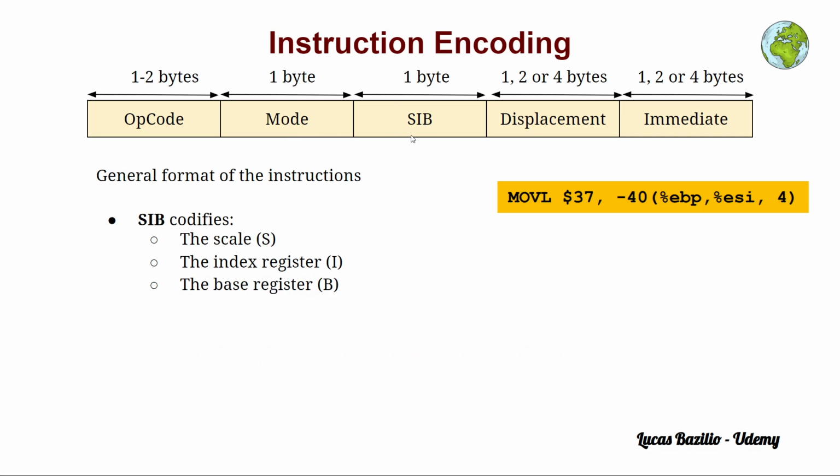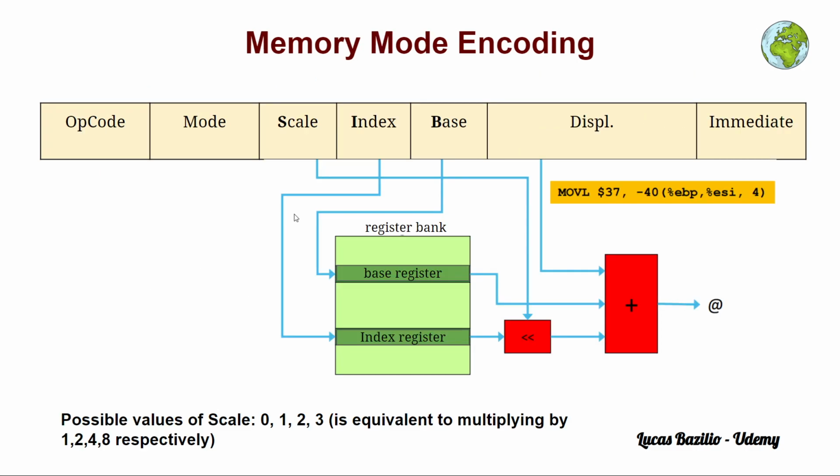Then we have SIB as the next field. This is an acronym that references the scale, the index register, and the base register. It always occupies 1 byte. So essentially, if one of the operands is in memory, the SIB codifies this information. If we delve into memory mode encoding and look at the SIB, this 1 byte is divided into 2 bits for the scale, 3 bits for the index register, and 3 bits for the base register.